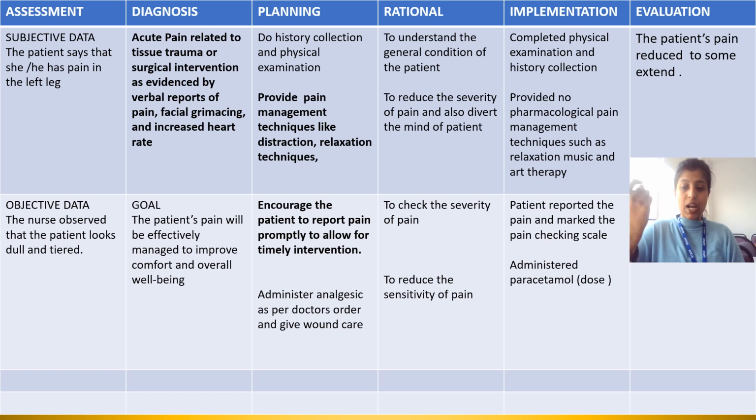Whenever you start writing your nursing care plan, don't forget to write history collection and physical examination. So that is the first plan. Do history collection. Without rapport, without communicating with your patient, you cannot do anything. So whatever care plan you are writing, please start your care plan with history collection and physical examination. That is the first point. So what is the rationale behind this planning? It is to understand the condition of the patient. And in the implementation column, you have to write completed physical examination and history collection.